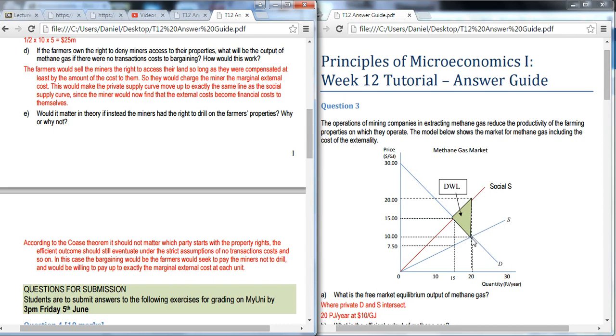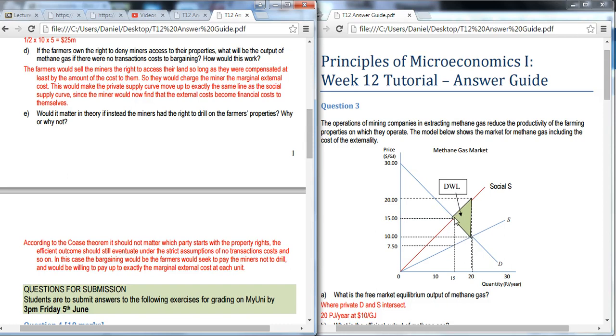So how about the farmers pay the miners? The farmers say, how about we pay you not to make so much? It's going to cost us this much, you get basically nothing. How about we pay you? And so what will happen is the farmers will pay the miners not to produce so much.